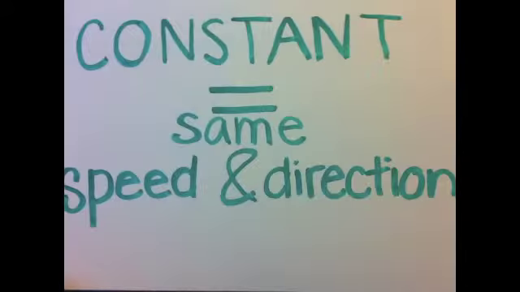Velocity is speed in a given direction. Constant velocity has the same speed and direction. It never changes direction. Always travels in a straight line.